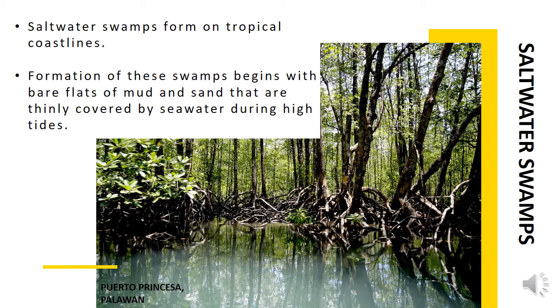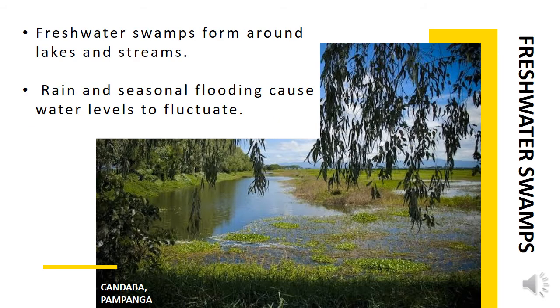water-loving trees. Saltwater swamps form on tropical coastlines. In this formation, the swamps begin with bare flats of mud and sand that are thinly covered by seawater during high tides. Freshwater swamps are formed around lakes and streams. Rain and seasonal flooding cause water levels to fluctuate.